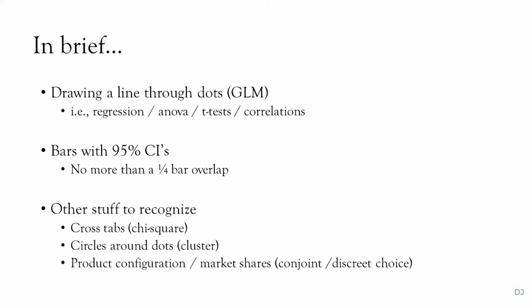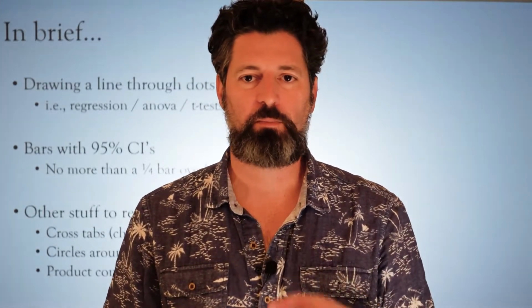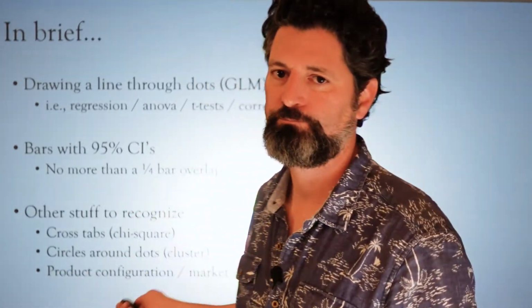Some other stuff we're going to cover: crosstabs and chi-squares, cluster analysis, conjoint. There'll be a section on those in the second section of the course. We'll spend a bit of time thinking about particular marketing or business questions and the particular statistics that we use to address those. But mostly in practice, we're just going to be doing linear regression and confidence intervals.